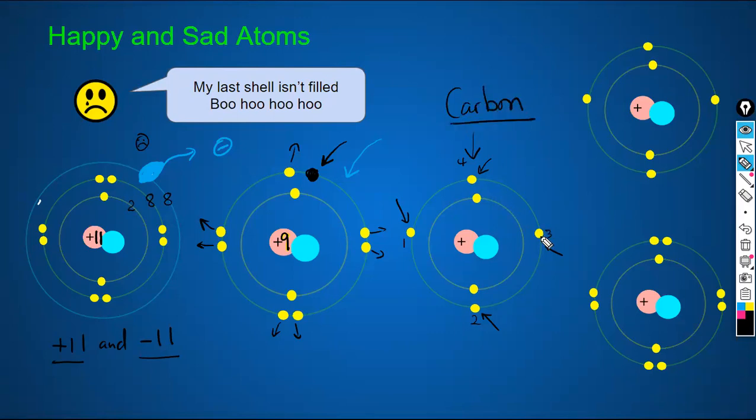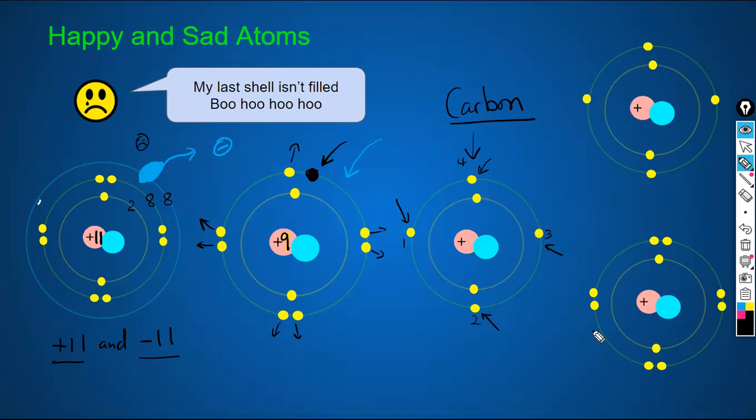And because carbon can go either way, it can lose or gain to achieve happiness. Carbon is very, very, very important in chemistry. That concept of being able to go both ways to achieve happiness is super important. And you'll see why later on, right?